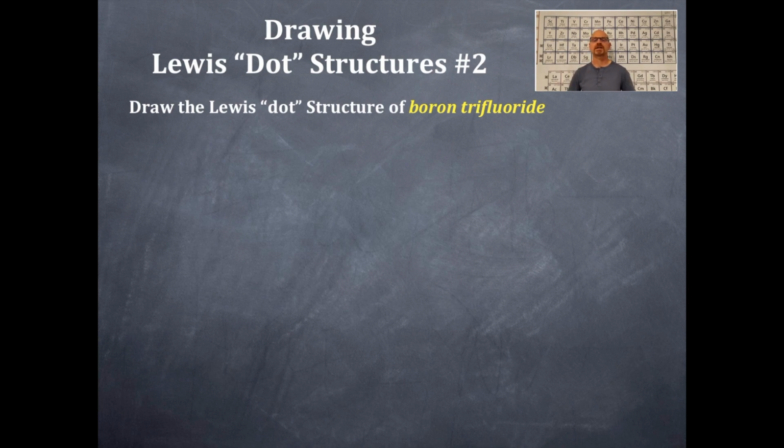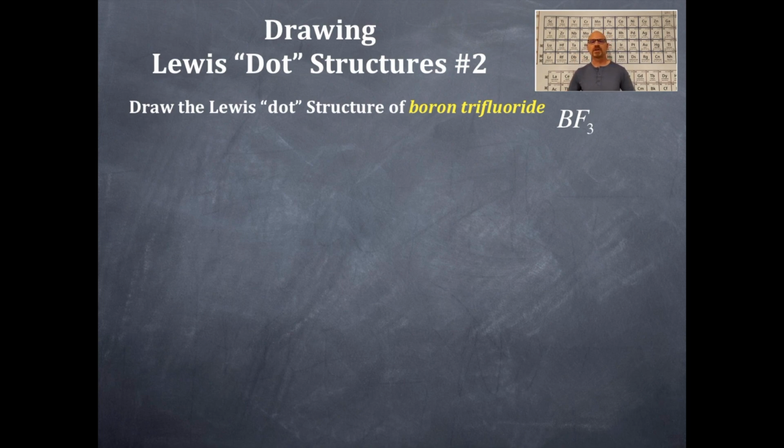We're going to do Lewis dot structure rules, Lewis dot structures number 2. We're going to do the Lewis dot structure for boron trifluoride. So we first have to get the formula for boron trifluoride, and here is the formula. You see that there's that tri, just like a tricycle. That's why there are 3 fluorides. Okay, so here we go.